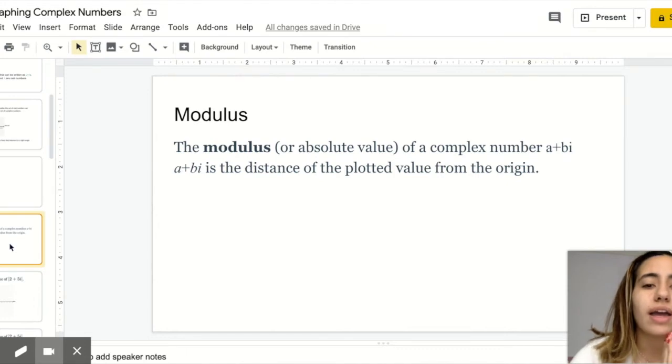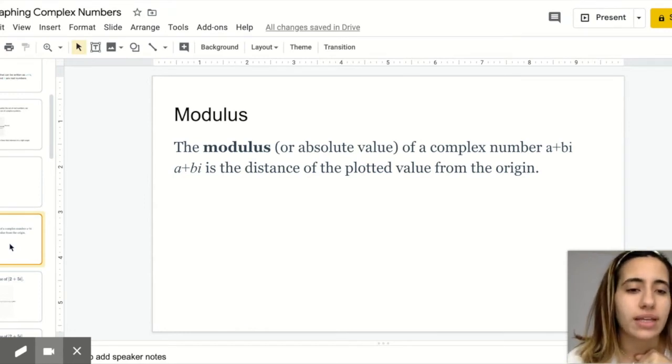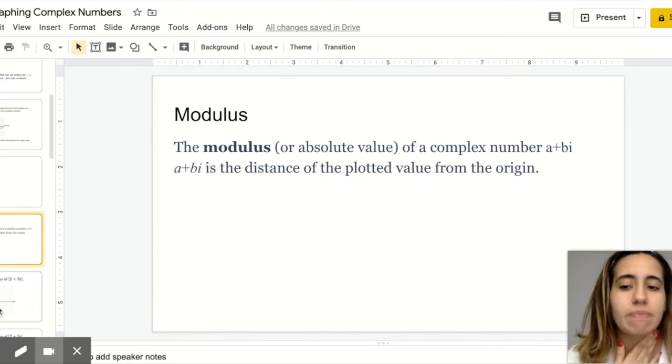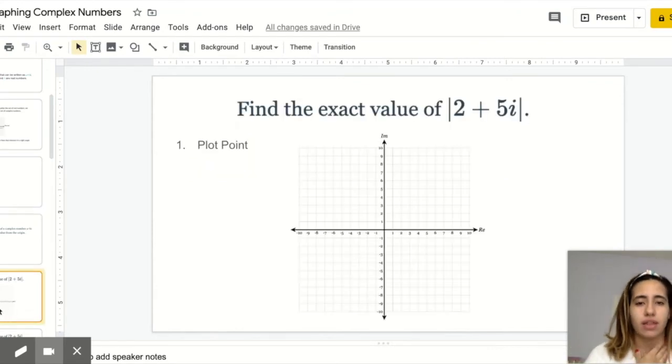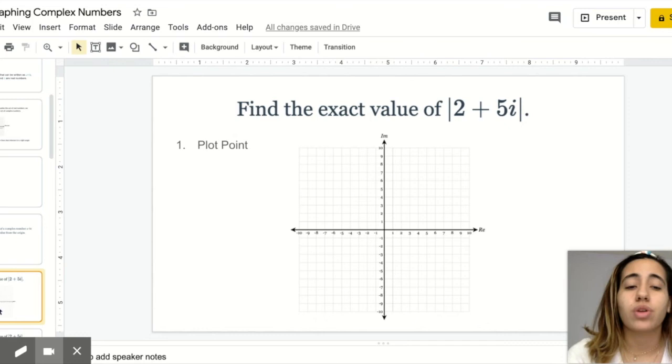And that's why we look at number lines, right, and how absolute value is distance from zero. Modulus is the same thing, but for a complex number. So we're trying to figure out how far that point is from the origin, or from zero, right? Similar idea. So let's do one example together. Try to find the absolute value, or the modulus, of 2 plus 5i.